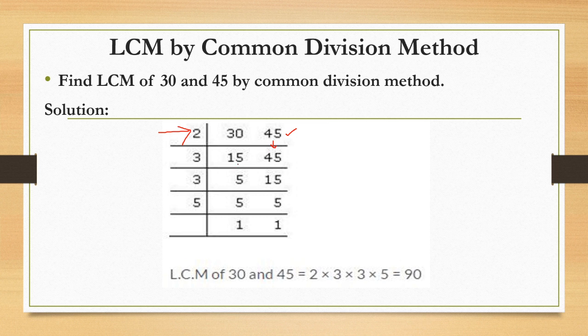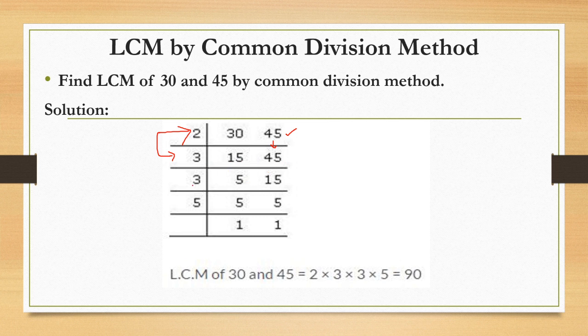Now the next prime number after 2 is 3. 15 is not divisible by 2 and 45 is also not divisible by 2, that's why we have taken 3 here for division. When we divide these two numbers by 3, we get 5 and 15.